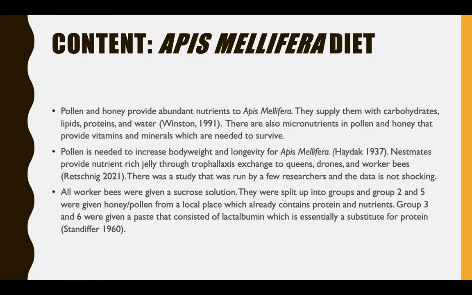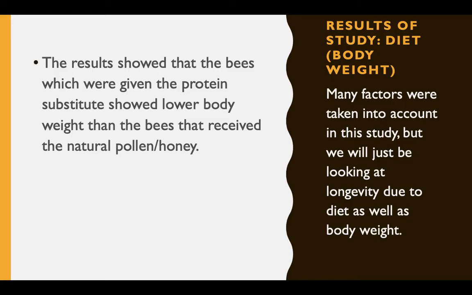Groups 3 and 6 were given a paste that consisted of lactalbumin, which is essentially a substitute for protein. The results showed that the bees which were given the protein substitute showed lower body weight than that of the bees that received the natural pollen and honey.